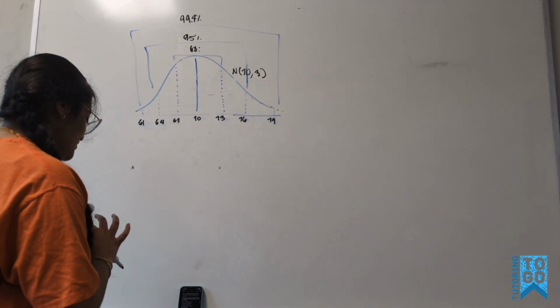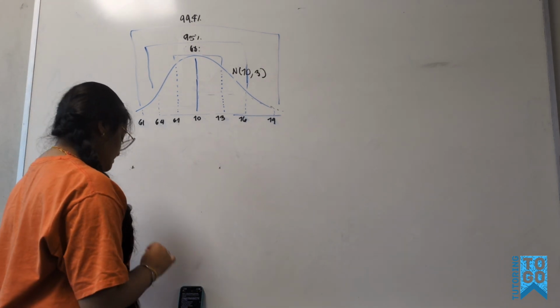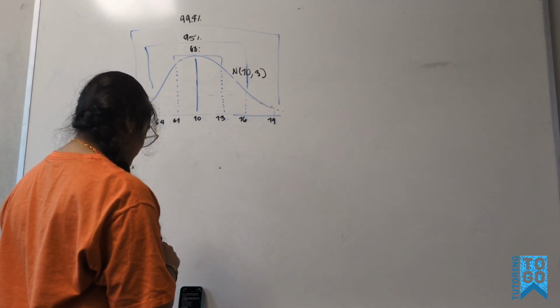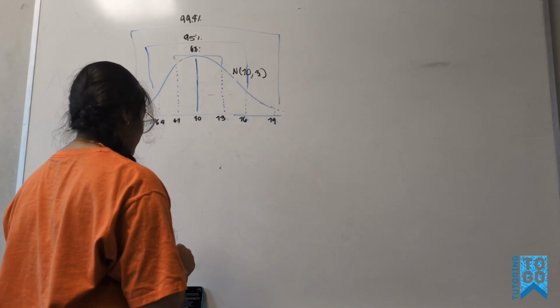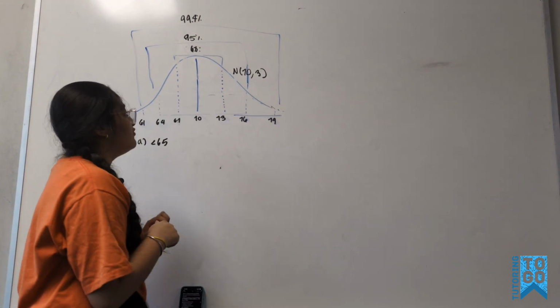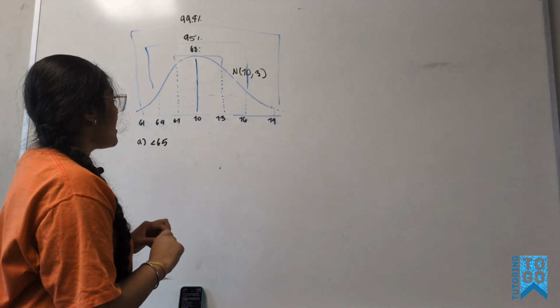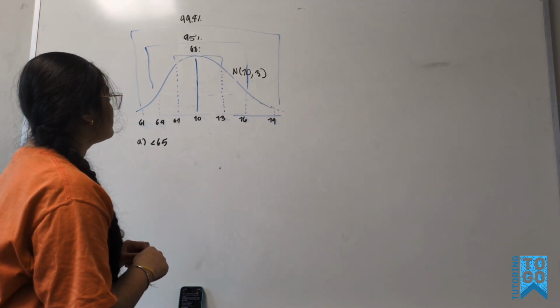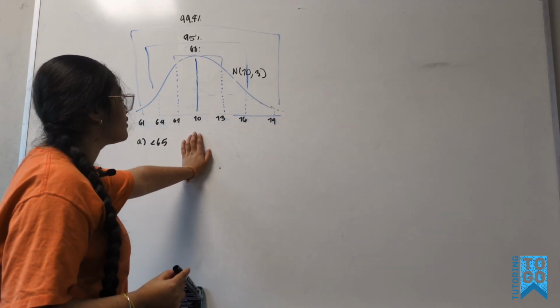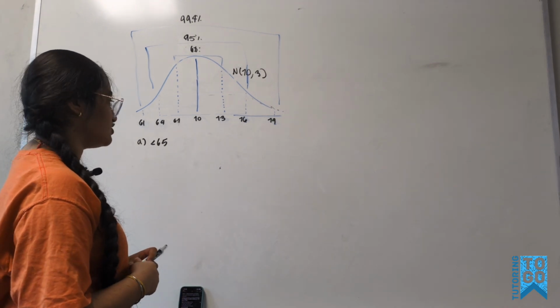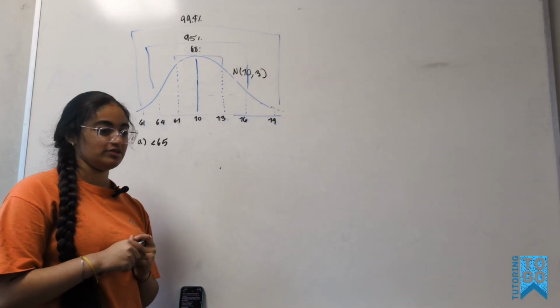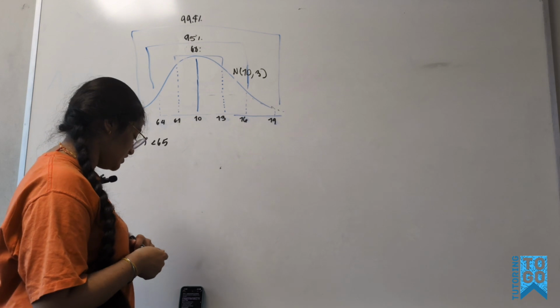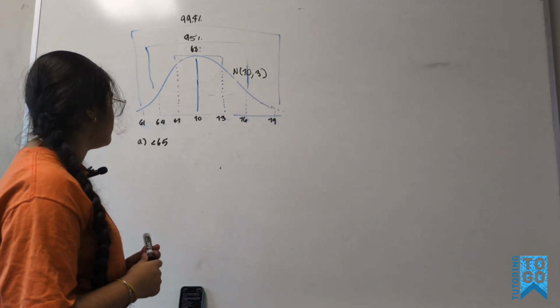Okay, so in our first problem, we're going to find the percentage of men that are shorter than 65 inches. If you'll notice, 65 is not one of the values that we calculated using our standard deviation, which means we actually can't use the empirical rule on this one, and we're going to have to use our calculator instead. So I'm going to show you guys how to do that now.